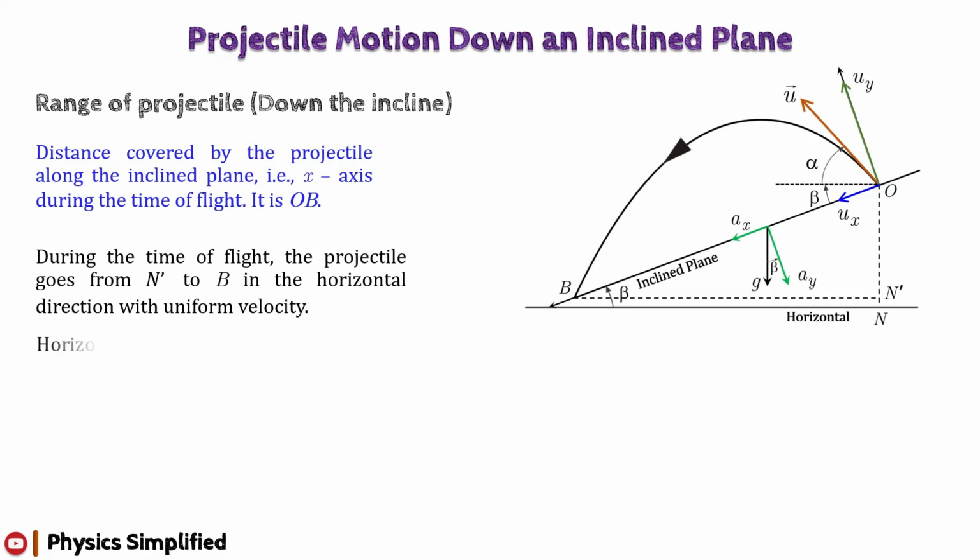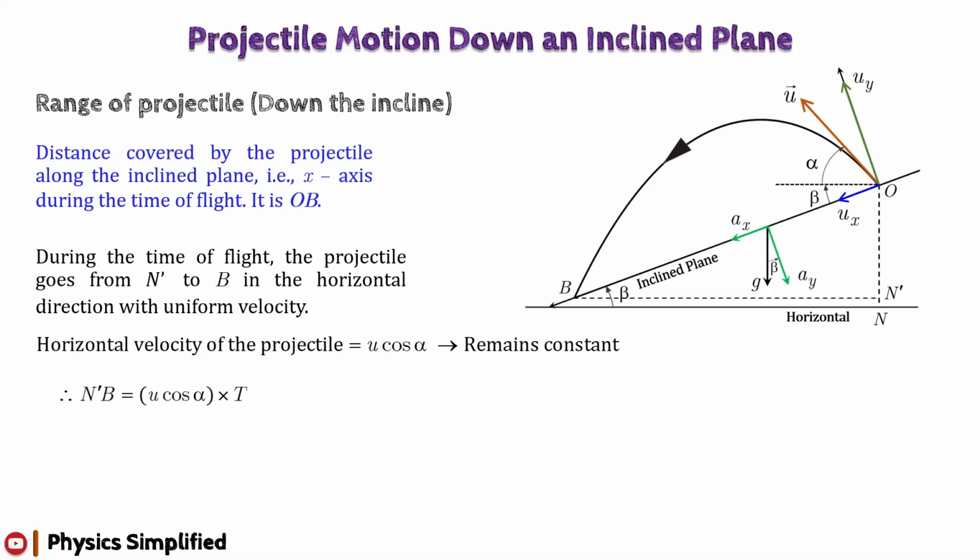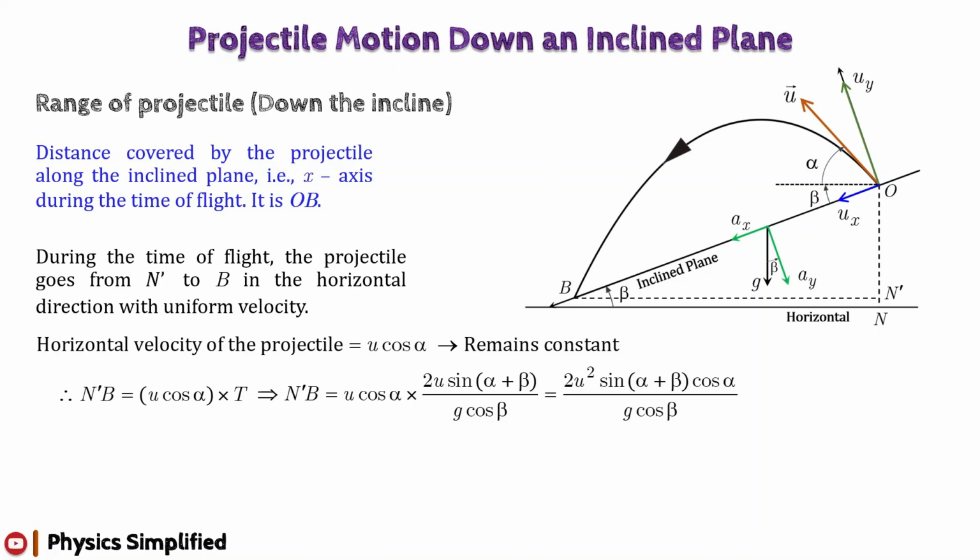the component of the velocity of the projectile along the horizontal is u cos alpha. This remains constant. So, the covered horizontal distance by the projectile during the time of flight is given by N prime B is equal to u cos alpha times t. Substituting the expression of time of flight and simplifying, we get N prime B is equal to 2u squared sin(alpha plus beta) cos alpha divided by g cos beta.